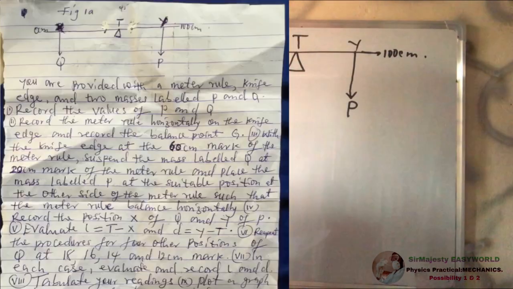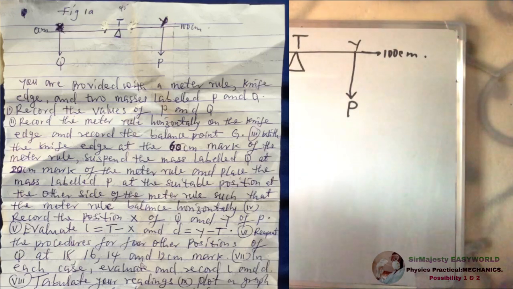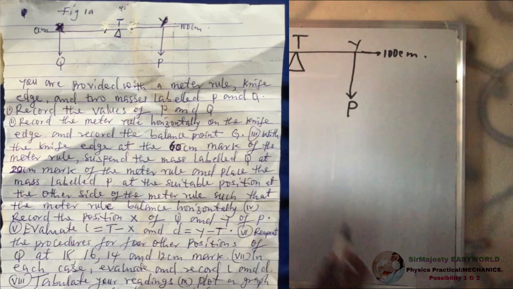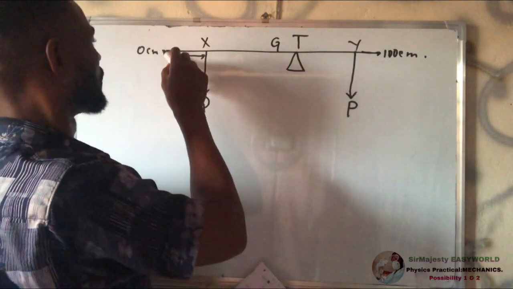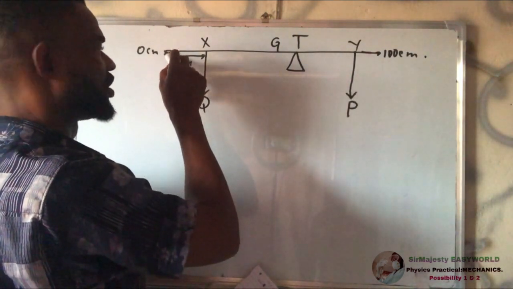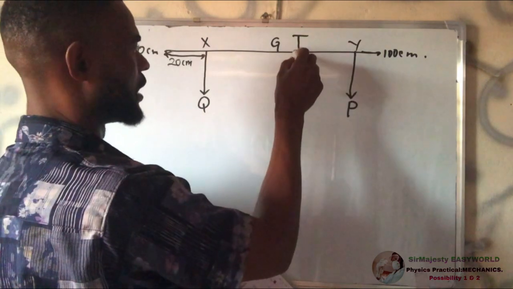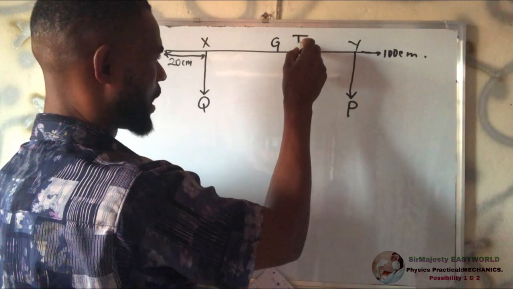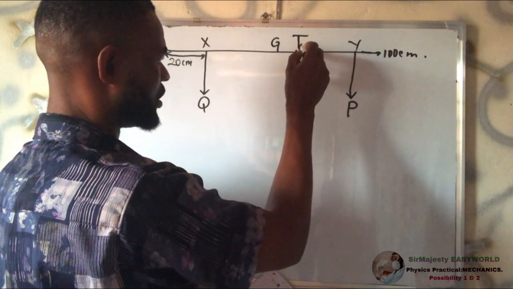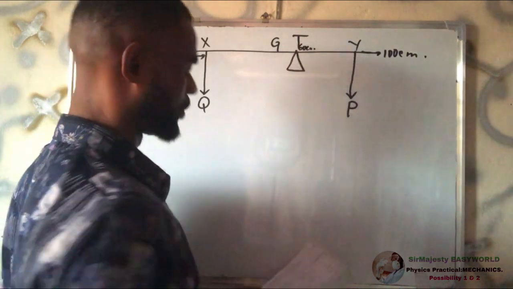Then after recording the balance point G, you can now start with the knife edge at the 60 cm mark. 60 cm mark, in the sense that from 0 you measure 60. From 0 you count 60. That means that here is 60 cm. This point where we place this knife edge now is 60 cm. That is what it means.